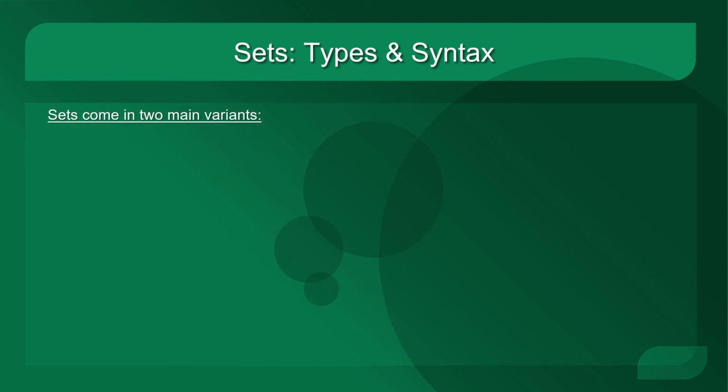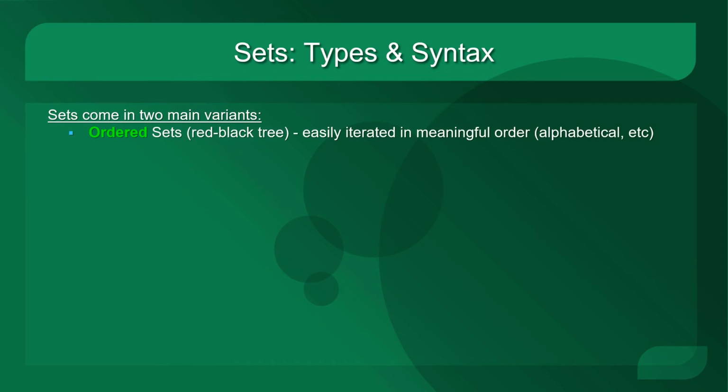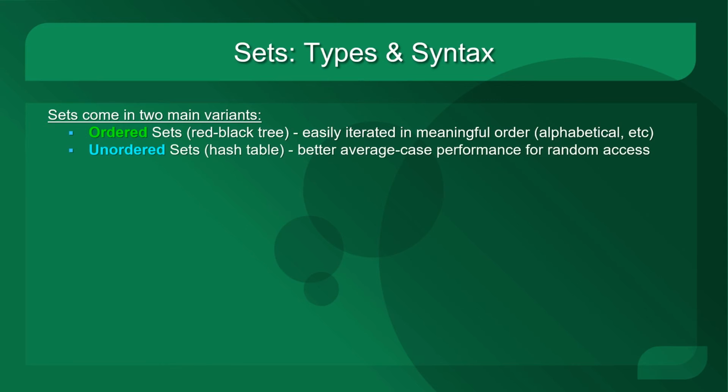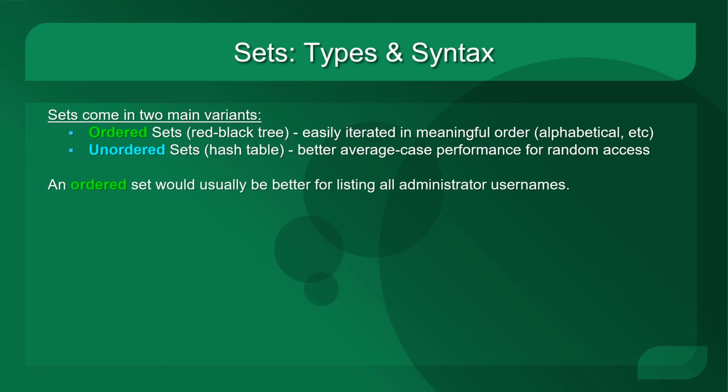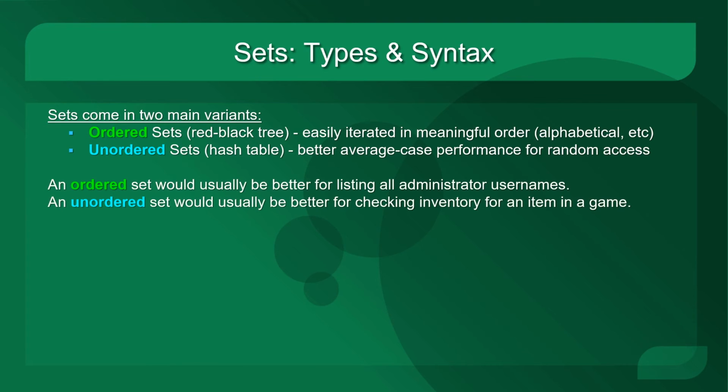Sets also come in two main variants, as we mentioned briefly before. Ordered sets are easily iterated, much like ordered maps, and they also usually use a red-black tree underneath. And unordered sets, which also use a hash table, have better than average case performance for random access. For example, we might use an ordered set to list all administrator usernames in alphabetical order. We might use an unordered set to check to see whether a player has a particular item in inventory within an adventure game.